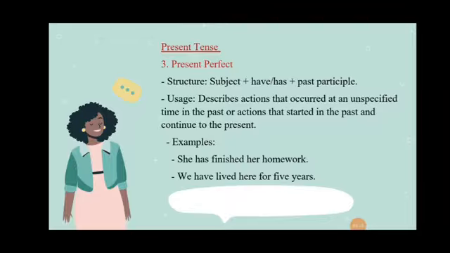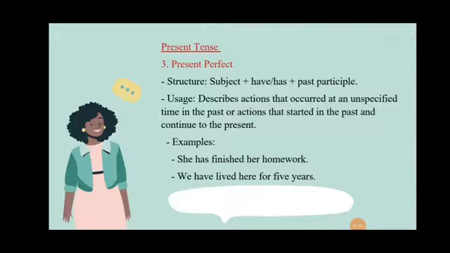Present tense also has the aspect of perfect. We have present perfect. It has the structure of a subject plus has or have plus past participle. We use this structure to describe actions that occurred at an unspecified time in the past or actions that started in the past and continue to the present.